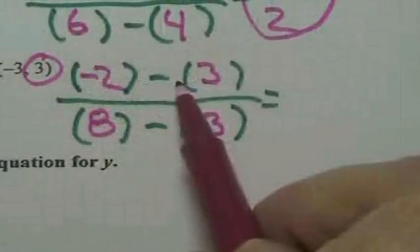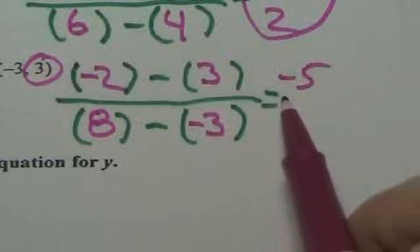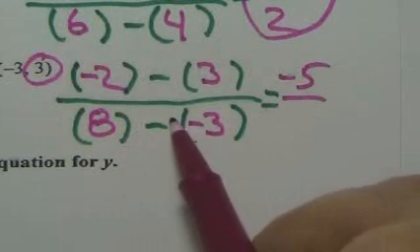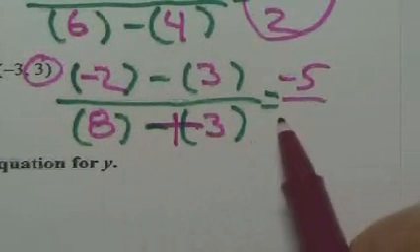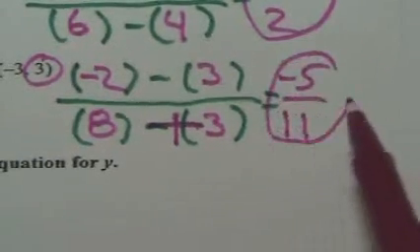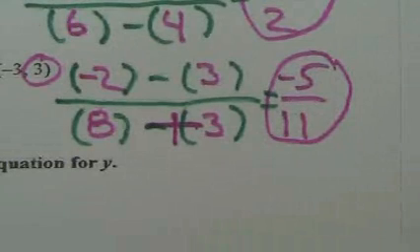-2 minus 3 is -5. 8 minus, oh, that's a big plus there. 2 negatives make a big plus, 2 minuses. 8 plus 3 is 11. So the slope is -5 over 11.